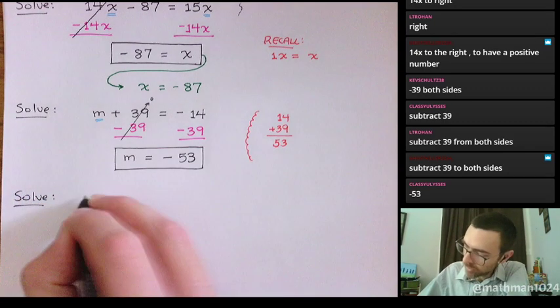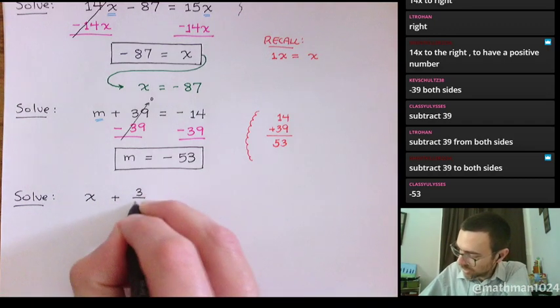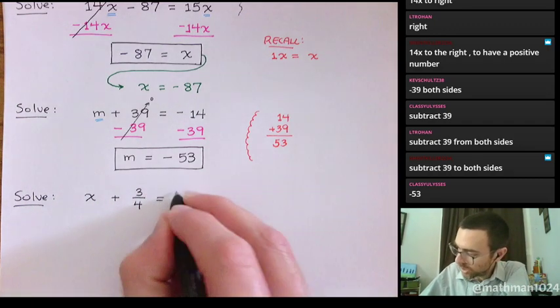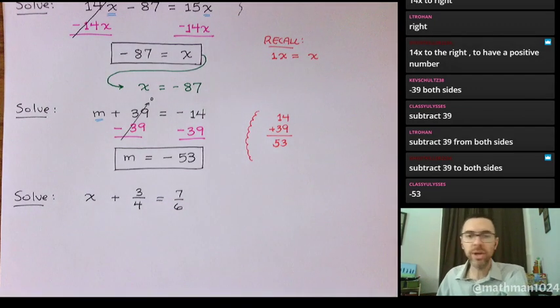All right. So if I have x plus 3 over 4 is equal to 7 over 6. What am I going to do here?